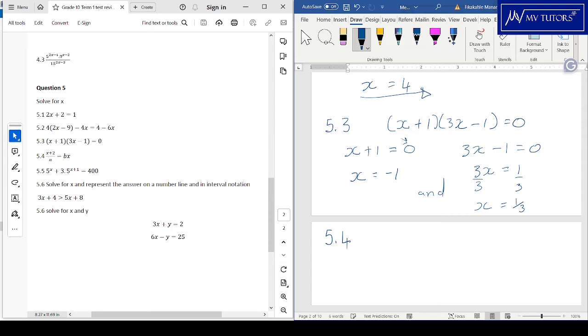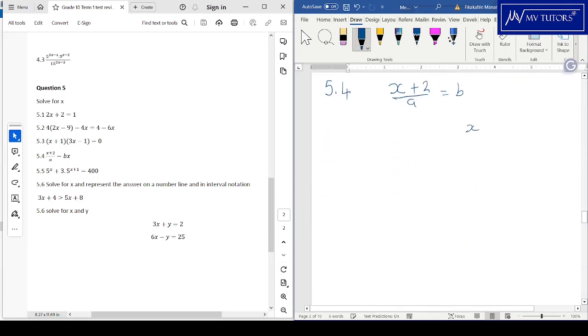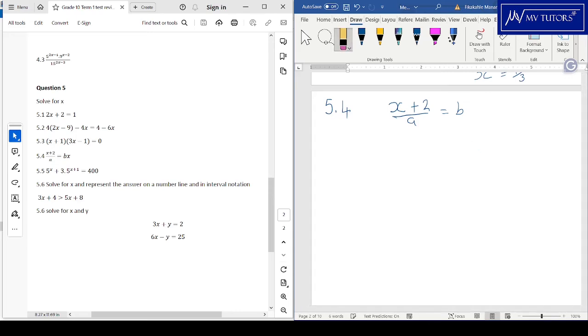5.4. This time I have x plus 2 over a is equals to bx. Now, what does the question want? It still wants x, right? So this is making x the subject of the formula. So the first thing I want to do is get rid of the fraction by multiplying both sides with a. Then I'll be left with x plus 2 is equals to abx.